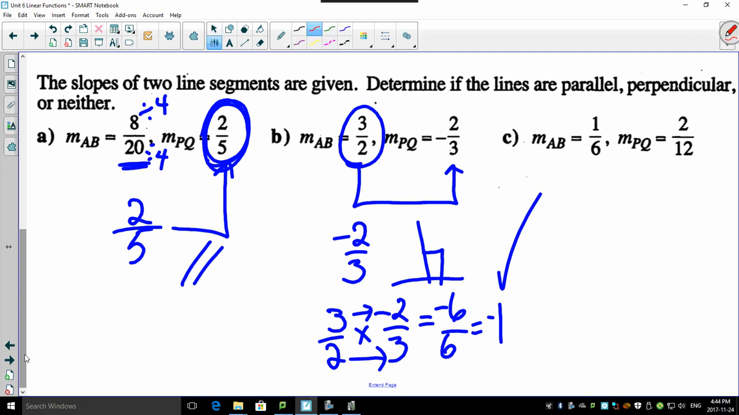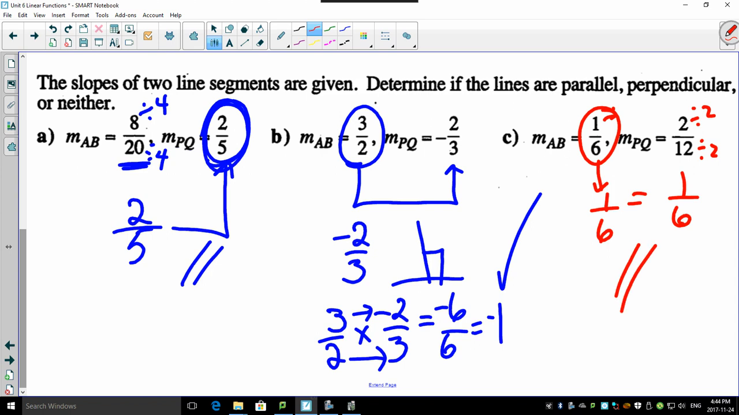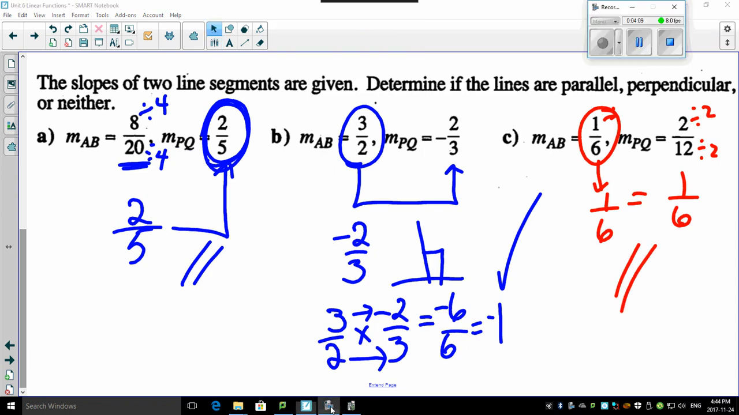Now, let's look at the last one. Look at this one. This as well. Divide that? Oh, that's in simplest form. You can't divide that. How about this one? Divide that by 2, divide that by 2, and look what you get. You get 1/6. 1/6 equals this guy, which is also 1/6. These guys are in fact parallel with each other.